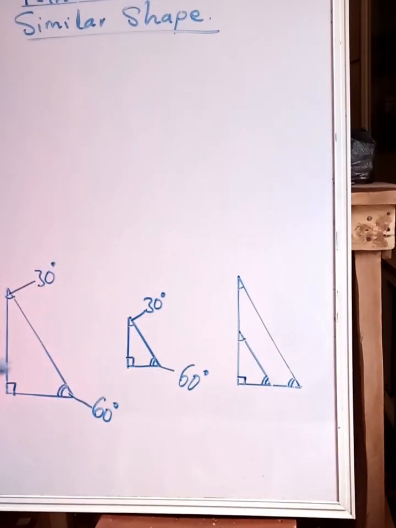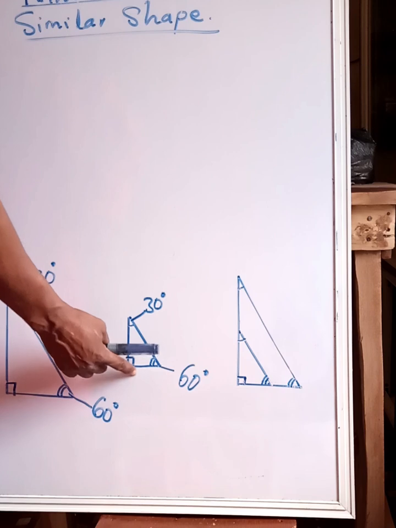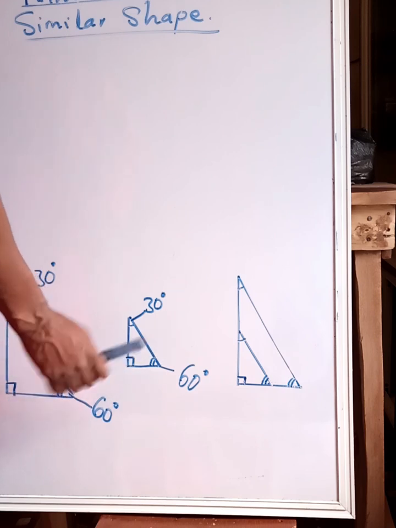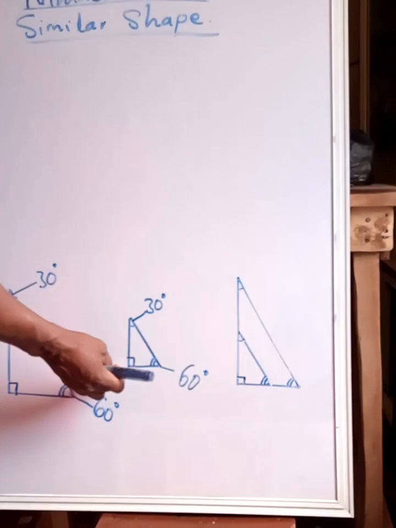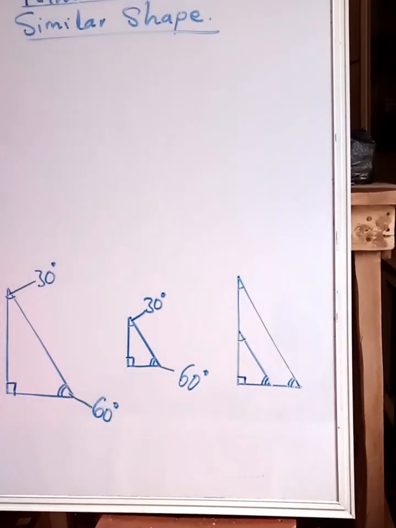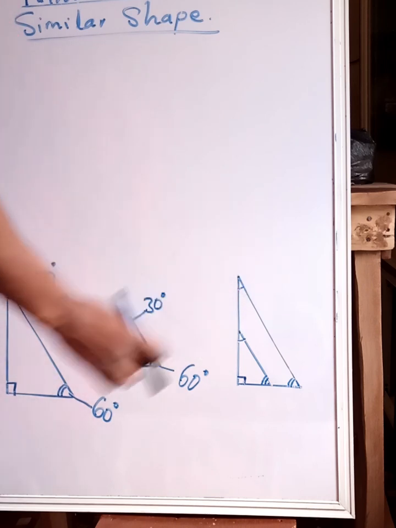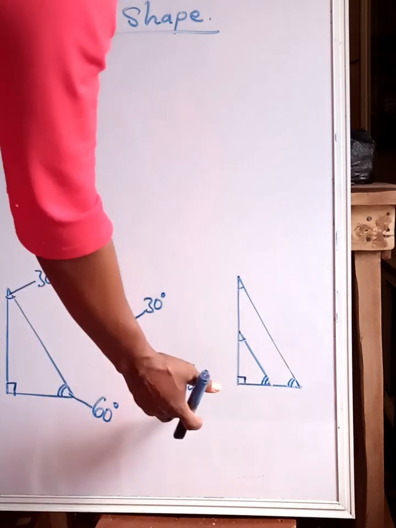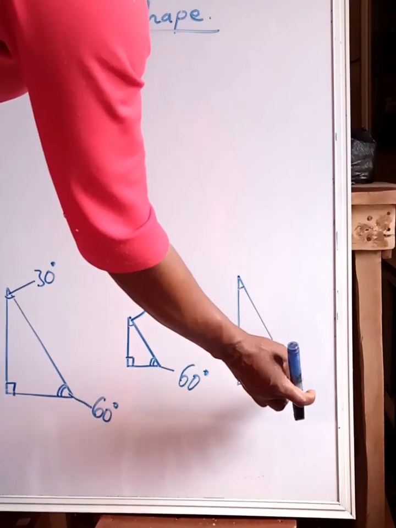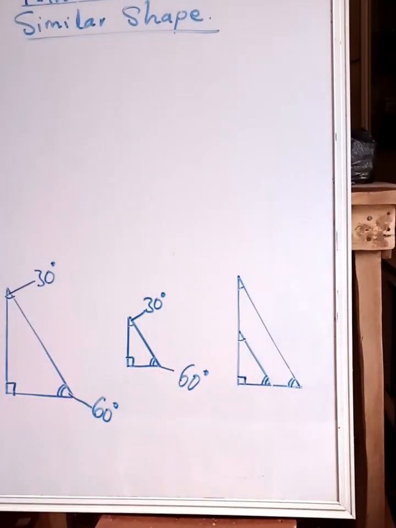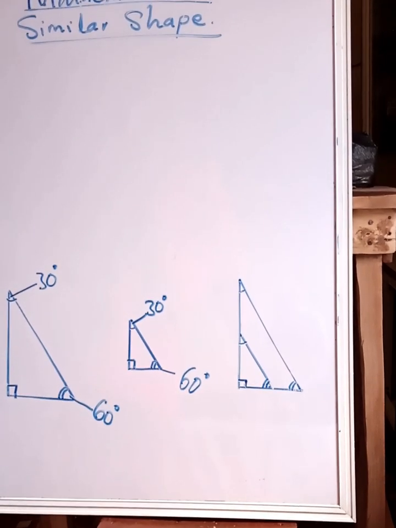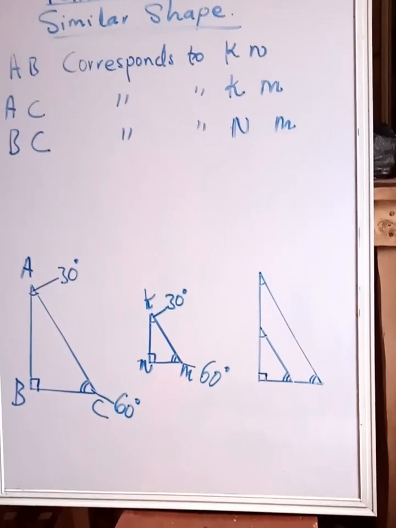So you can see that if I decide to fix it using the 90 degrees angle, they will fit perfectly. If I decide to fix them with the 30 degrees angle, they will fit perfectly. If I decide to fix them with the 60 degrees angle, they will fit perfectly. And when two triangles can fit perfectly in this way, no matter how you turn it, we say that the triangles are equiangular.